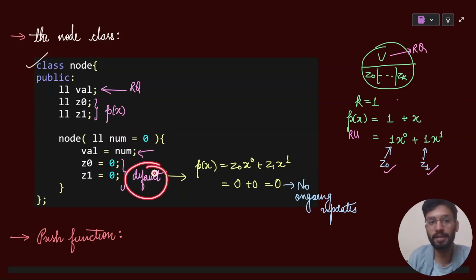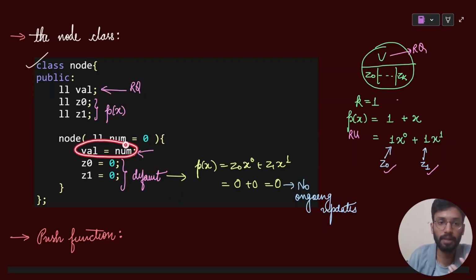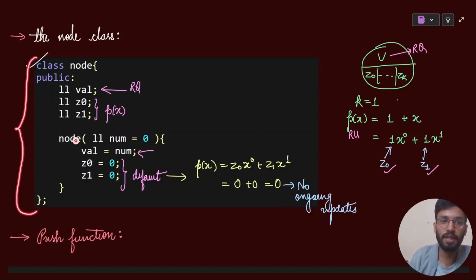Default का मतलब क्या है? जब मैं न्यू नोड बनाऊंगा तो उसके वैल्यू में मैं num डाल दूंगा एंड उसके zi's को मैं 0 कर दूंगा, because I don't want any update to be ongoing at the present moment when the node has been created, right? So सारी zi's की वैल्यू 0 हो जाएंगी and this is my default node. So we are done with our node structure.